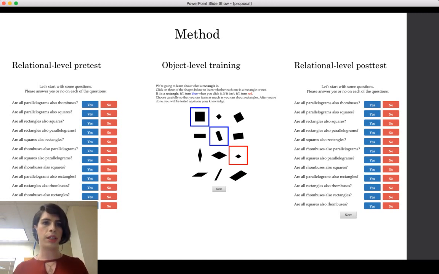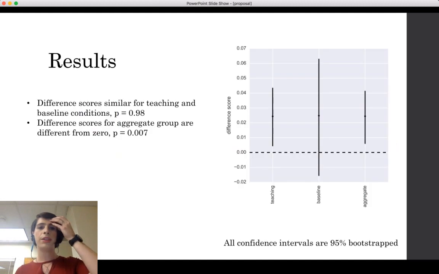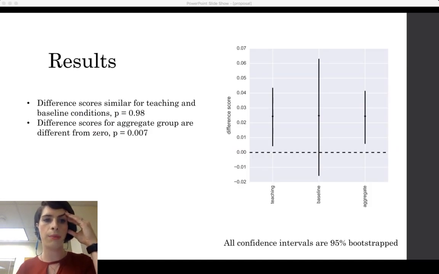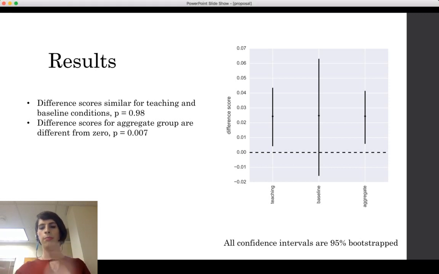So the main results here, the difference score is what I'm calling the difference between the post-test and pre-test recall. Here, the baseline and teaching scores were similar. This is the main comparison that I was interested in. However, the difference scores for the aggregate group are different from 0. So there does appear to be an effect of seeing the relational test twice, but there doesn't appear to be an added effect of the learning condition.